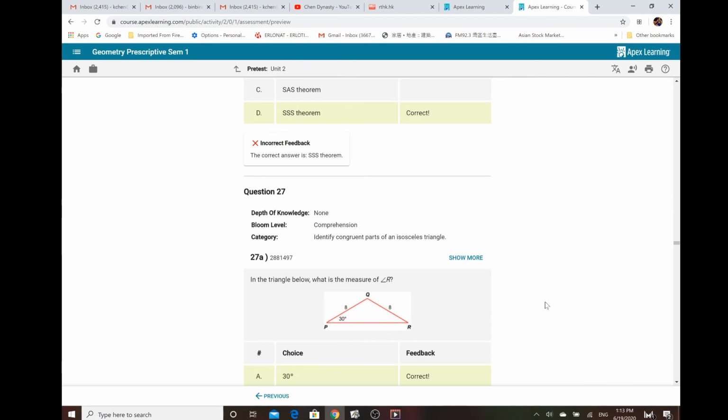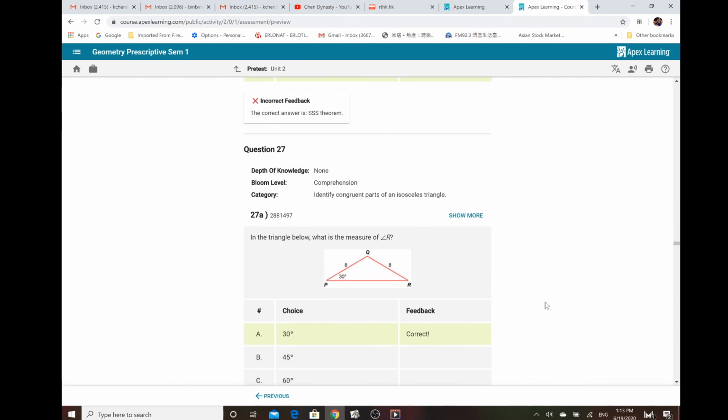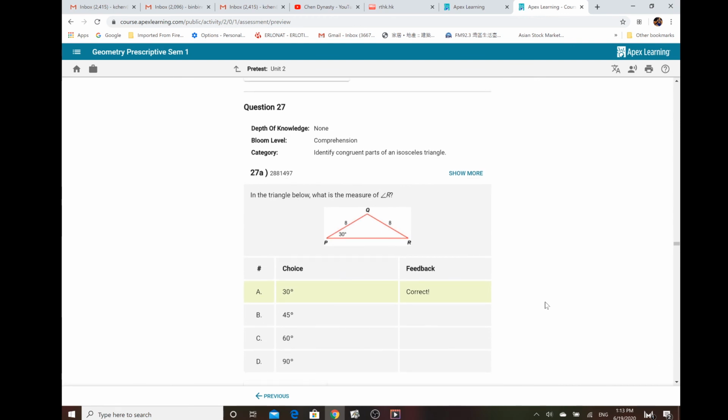In the triangle below, what's the measure of angle R? The way to find the missing angle here, we can use the law of cosine. No, we can use the law of sine, and also at the same time we can use the properties of isosceles triangles. Two segments are equal, so that means the base angles have got to be exactly the same. So this one is 30, so that means this angle here is also 30. Corresponding.